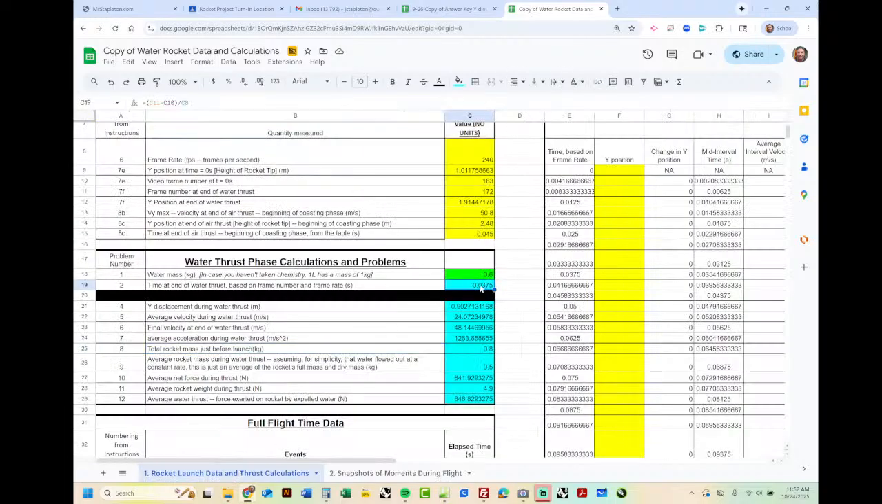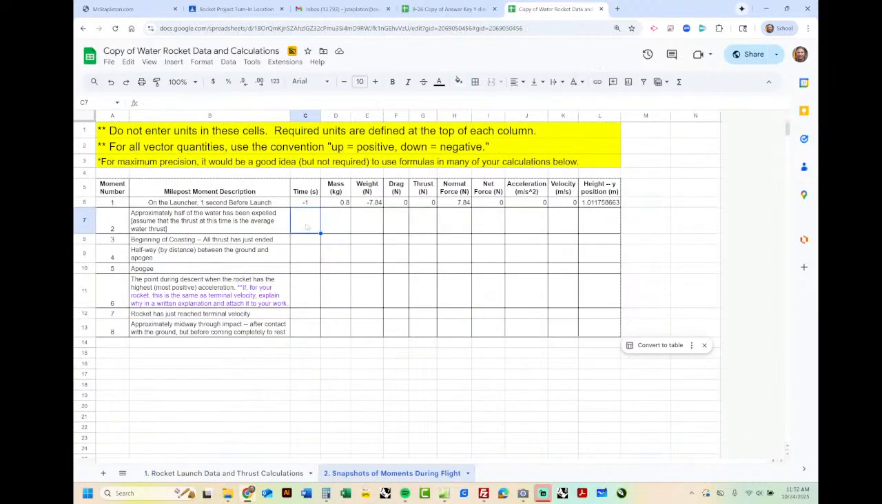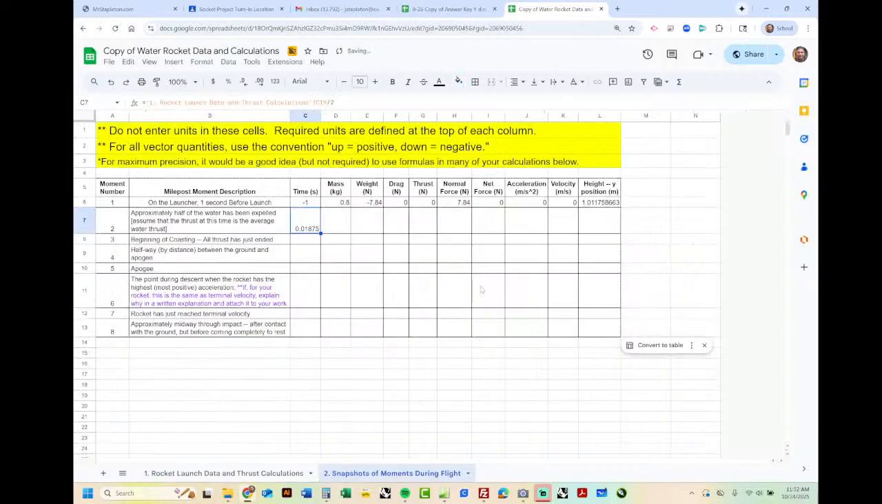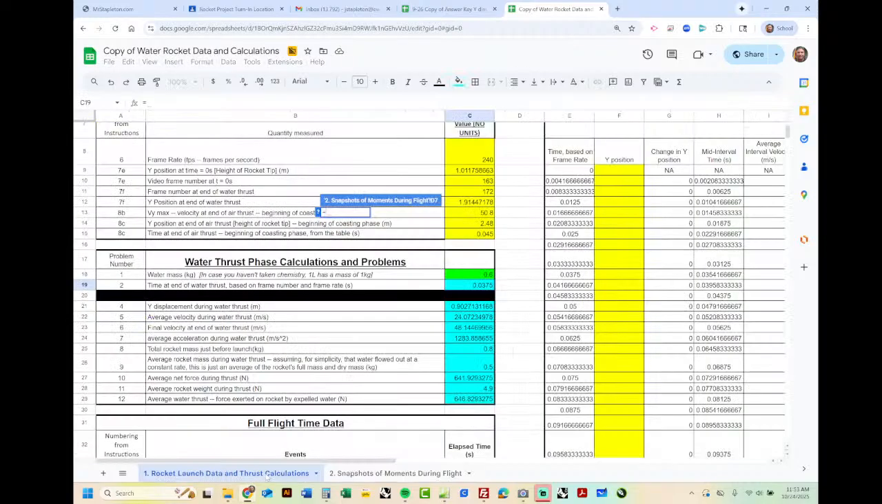So here's the time at the end of water thrust, 0.0375. And the time at the beginning was just 0, so it should be half of that. So I'm going to put in a formula again, equals this divided by 2. Sorry about my dinging. And the mass at that time, I'm going to go ahead and put in equals because I think I can get it right from here. That's just the average, that's this number right here, the average rocket mass during water thrust.